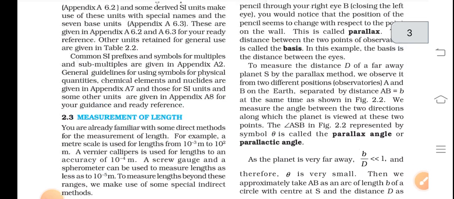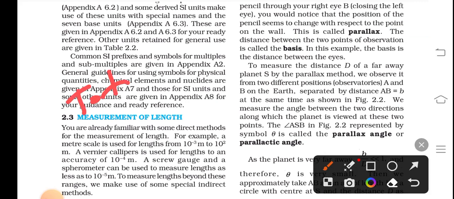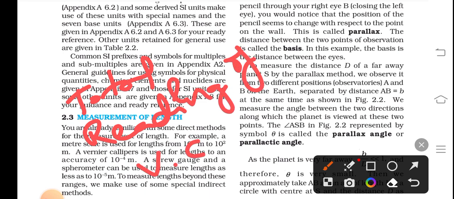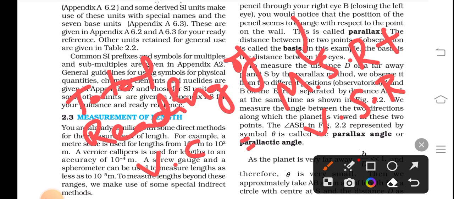Total reading we should know. The total reading of vernier calipers is equal to main scale reading plus vernier scale reading. Main scale reading means the reading on the main scale just before the 0 of the vernier scale. I hope you get this point.